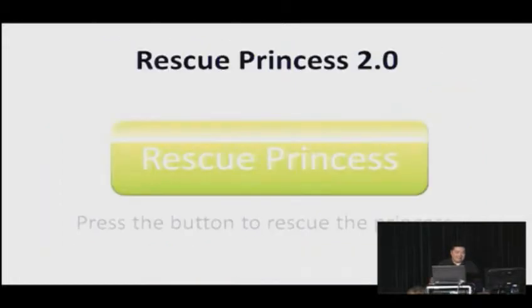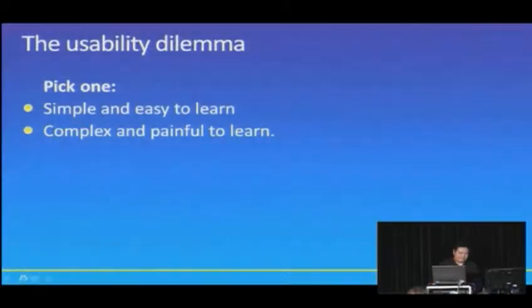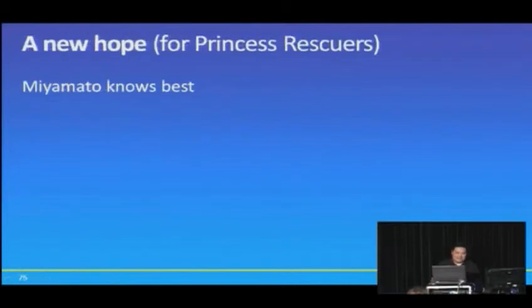So along comes Rescue Princess 2.0, which basically breaks down the functions of that app, and you just hit the button and the princess is rescued. What's interesting about this is, in relative comparison, the number of capabilities that the application has to offer is relatively low, but the learning curve is shallow. So this presents a usability dilemma, where you could either go simple and easy with limited capabilities, or you could go complex with a lot of capabilities, but it's painful to learn.